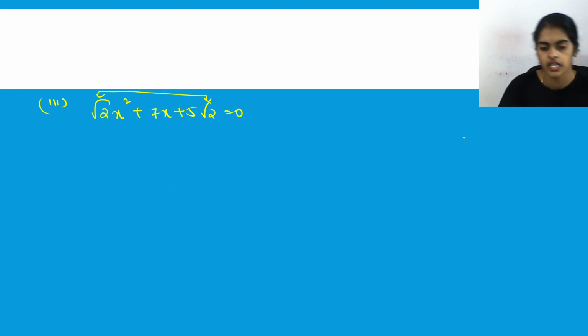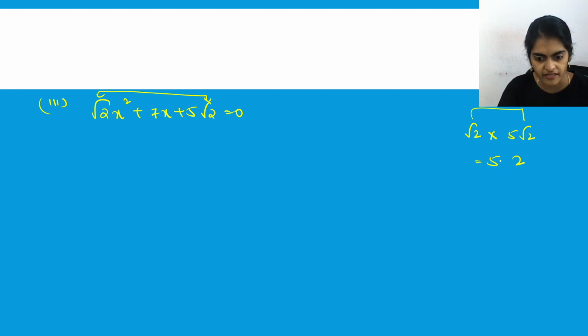Okay, let's discuss the next question. Root 2 x square plus 7x plus 5 root 2 equal to 0. Here also the same procedure. You will take the x square coefficient, root 2, multiplied by the constant, 5 root 2. So root 2 into root 2 is 2 and you have 5 here. So 5 twos are 10.